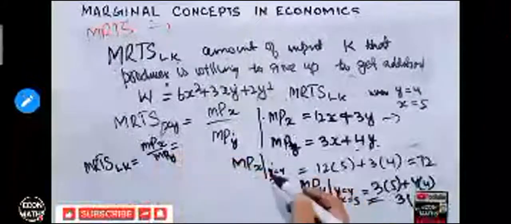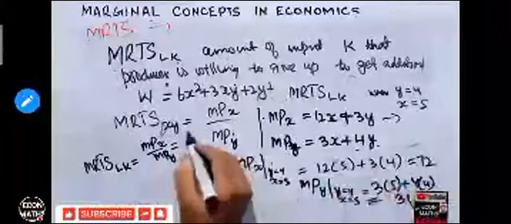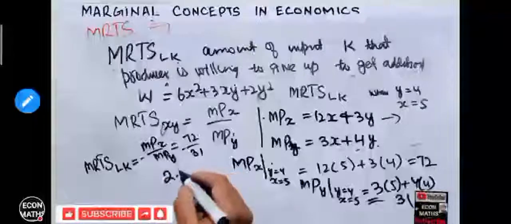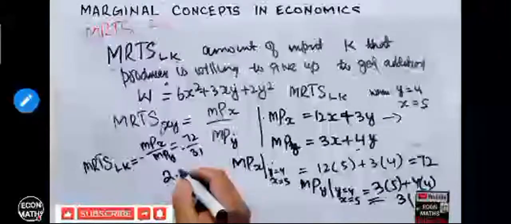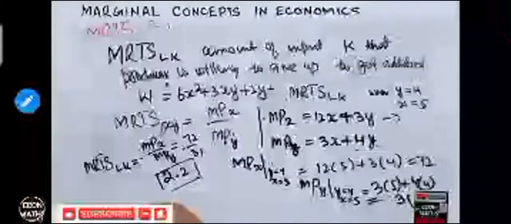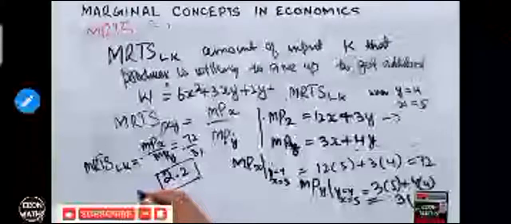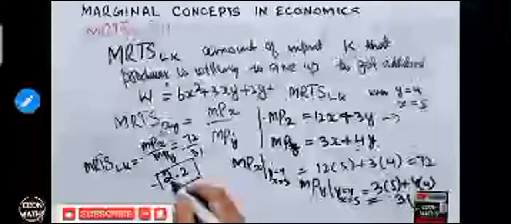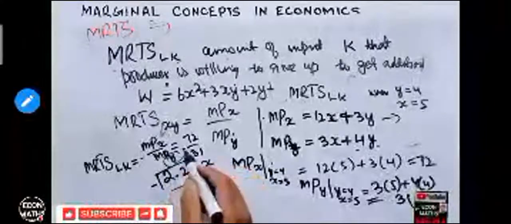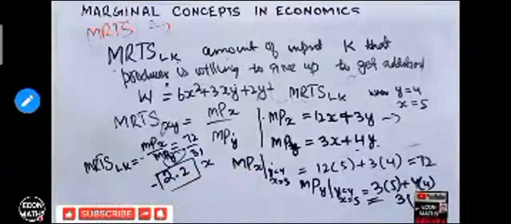So we take the marginal productivity of x divided by the marginal productivity of y, and we get 2 point something, 2.2. I'm not sure about the calculation here. We have to sacrifice 2.2 units of x for one additional unit of y. Okay, I hope I make myself clear in this video.